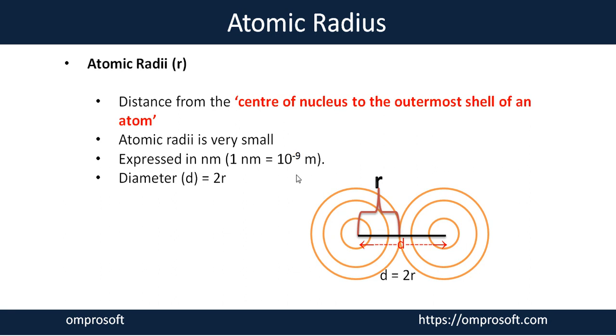The value of atomic radius is very small. It's expressed in nanometers. 1 nanometer is equal to 10 to the power minus 9 meter. So you can imagine how small it is.